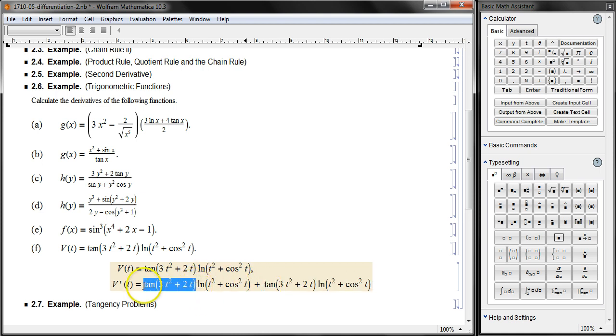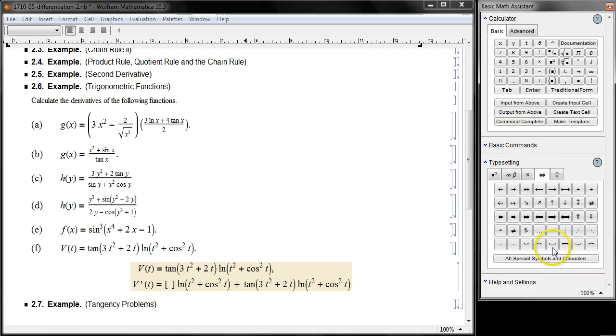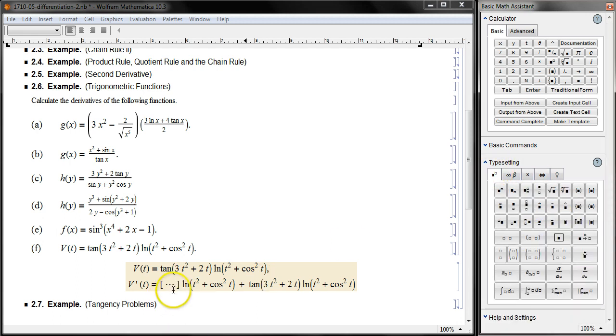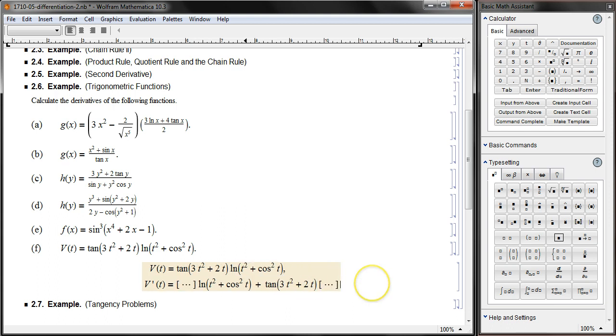Here, we need the derivative of the original function. And then here, we need the derivative. Okay, that's the structure: u prime v plus uv prime. Next, let's fill out these dots.